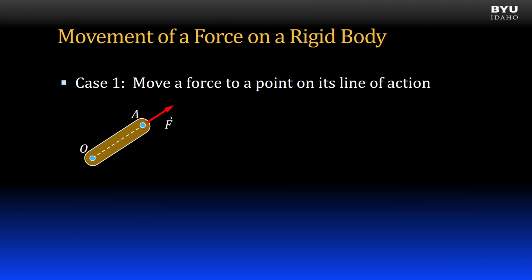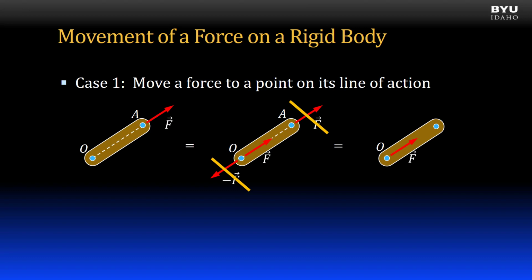Let's look at case 1, where we have a force that we want to reposition to a point on its line of action. In this example, we have a force acting at point A, and a second point O lies on the line of action of the force. We want to slide the force from point A to point O. We can think of this graphically as adding two forces at point O that are equal and opposite along the line of action. The outermost opposing forces cancel each other out, and we are left with the force F that has been moved from point A to point O.